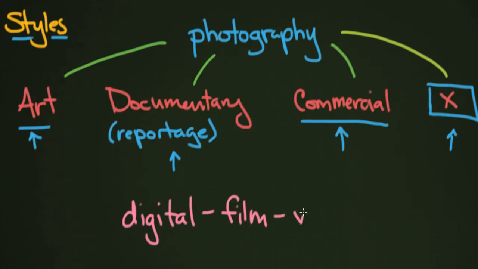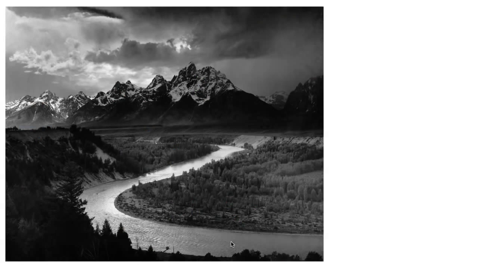You also have, and this comes as a surprise to some people, video. Some people are like, wow, video, is that photography? Well, yeah, it's photography. It's just photography that happens to be moving at about 24 pictures per second or so. All right, so how about we go take a look at some different examples of photography.